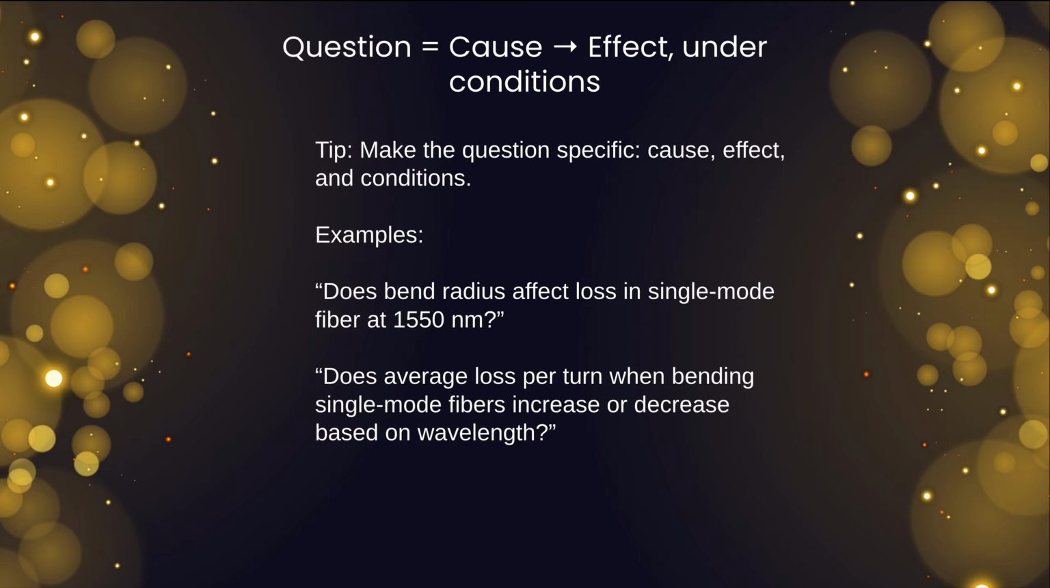So some examples here, like the first one: does bend radius affect loss in single mode fibers at 1550 nanometers? Well, our cause would be bend radius, varying our bend radius, and the effect would be loss and how we see loss change as a result of bend radius changing. And the conditions would be single mode fibers at a specific wavelength. And the second one does the same thing, and you can read over that one. And maybe try and identify what the cause, effect, and conditions are in the second example.